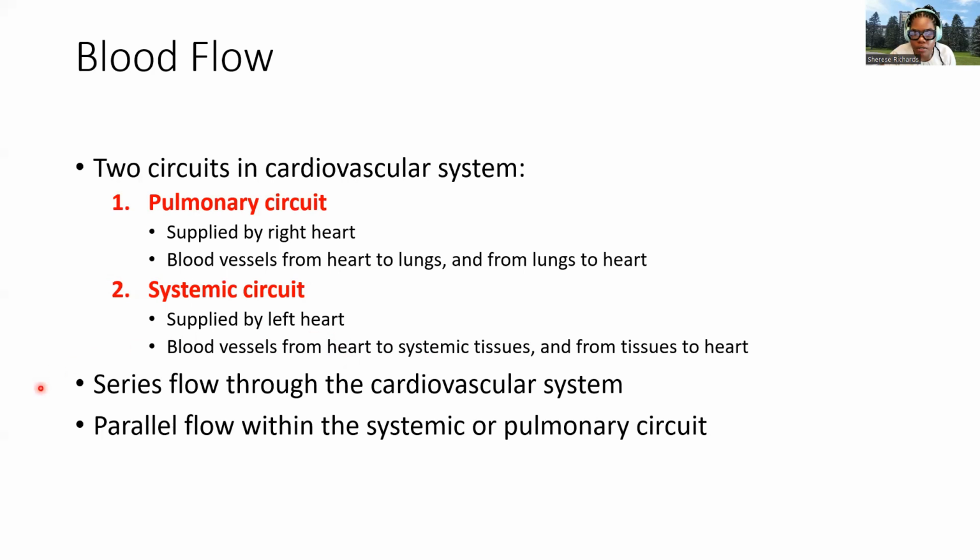Okay, so as we described earlier, blood is flowing through the entire cardiovascular system in series. All of the blood has to go to the pulmonary circuit, all of it has to come back to the heart, all of it has to go out to the systemic circulation, and then all of it must come back to the heart before going back to the pulmonary again. So in that way, the overall cardiovascular system is a series flow.